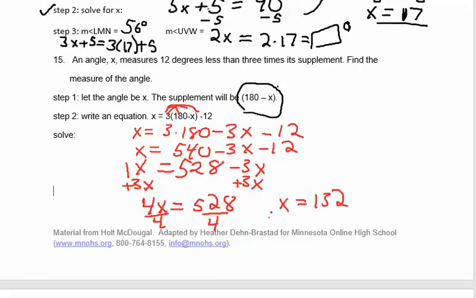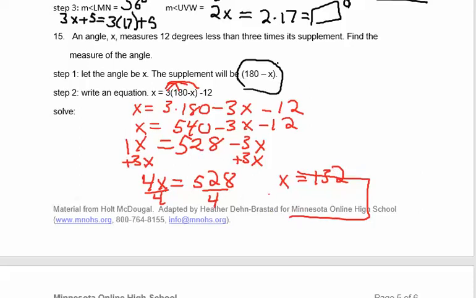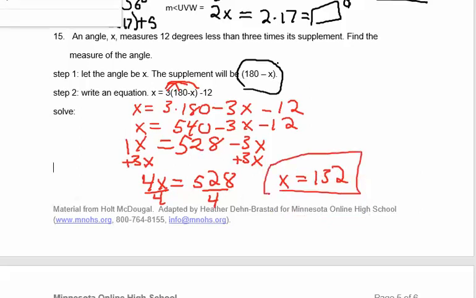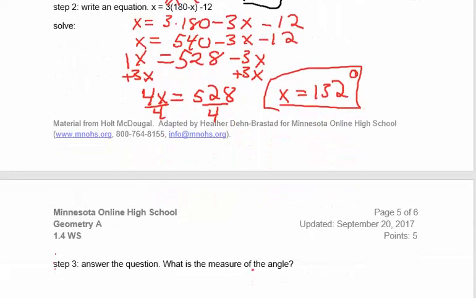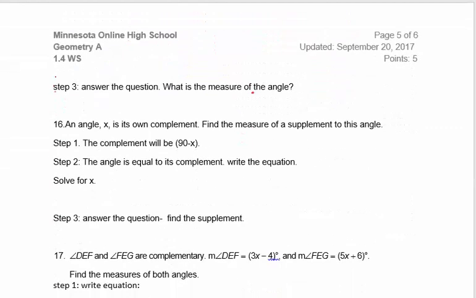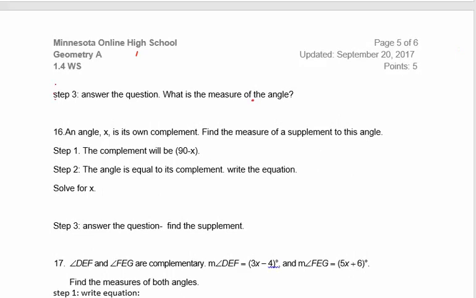Now I have to check the question. The question says an angle x measures 12 less than 3 times the supplement. Find the measure of the angle. This is the measure of the angle. I don't have to plug that back into any part because that is actually what I wanted to find. The measure of the angle is x, so the measure of the angle is 132 degrees. And that's my answer. If it had asked for find the complement of that or something like that, then I would have to finish that up. So I did step 3 up there.